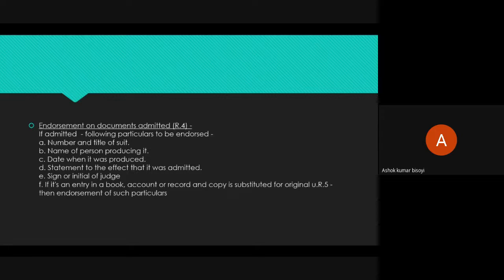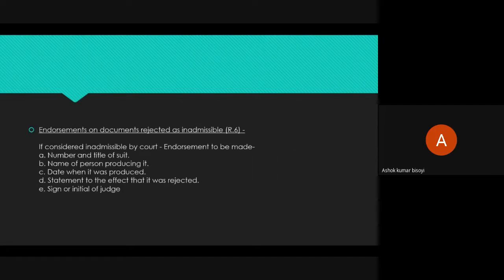Kali se jo statement to the effect that it was admitted thila. Rule 4 रे ଆମେ देखुले कोन D रे थिला statement to the effect that it was admitted. Now rule 6 रे statement to the effect that it was rejected. So it is easy, very easy. So endorsement will be made for reflecting the following things.